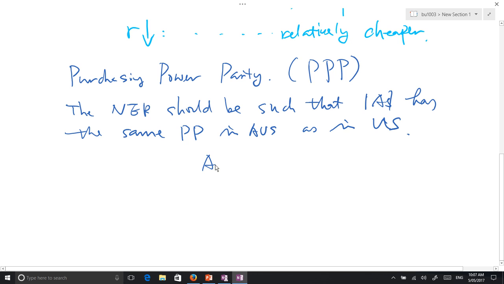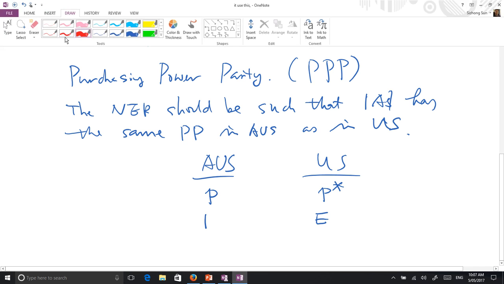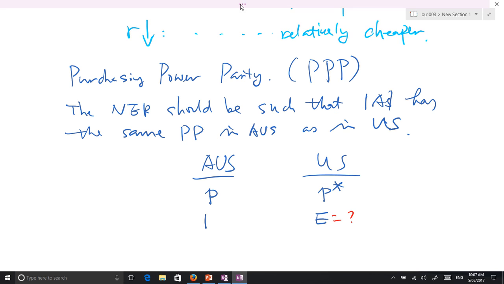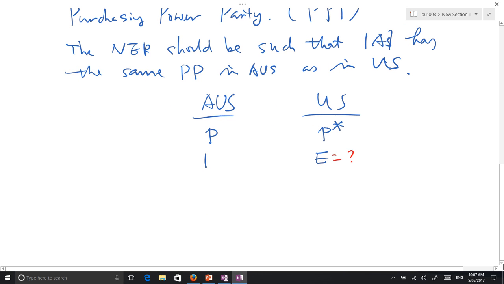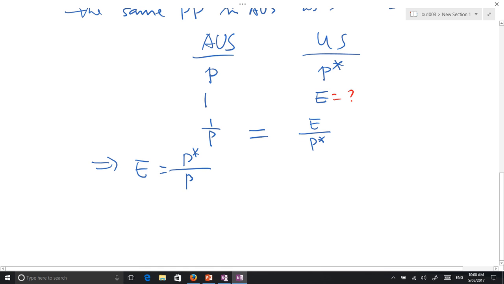Given this, we have Australia and the US. The price in Australia is P. The US price is P star US dollars per unit. So 1 Australian dollar exchanges for E, and we want to figure out what E is. The purchasing power of 1 Australian dollar in Australia is 1 over P, it can buy 1 over P units of goods. If you exchange this 1 Australian dollar for US dollars, you should have the same purchasing power. So you can purchase E over P star, and this should be equal, because this 1 Australian dollar should have the same purchasing power in the 2 countries. So this implies the nominal rate E equals foreign price P star divided by domestic price P, and this is called purchasing power parity.